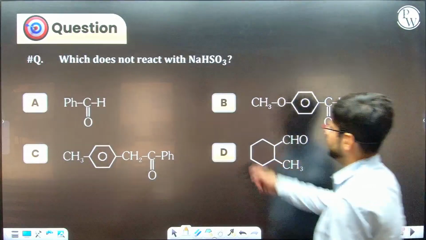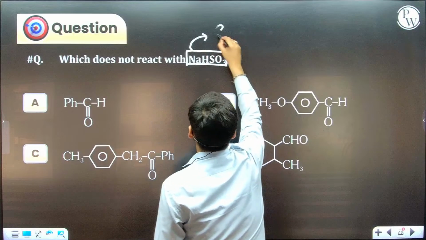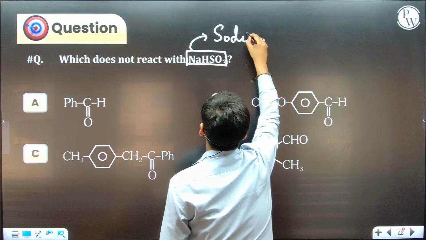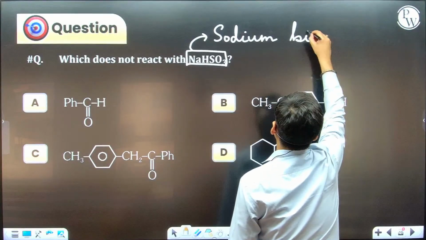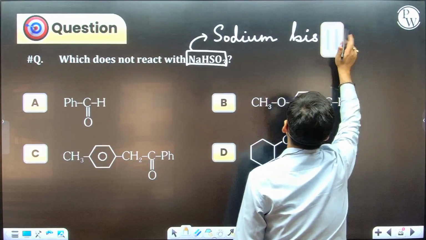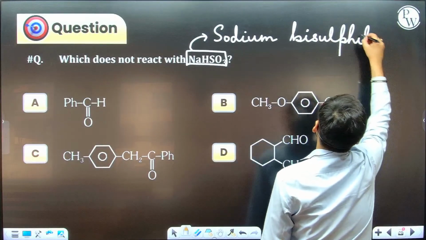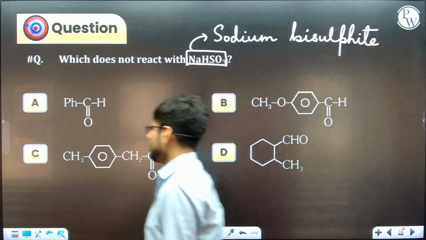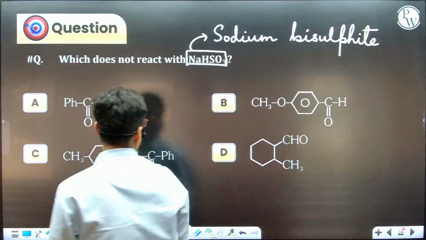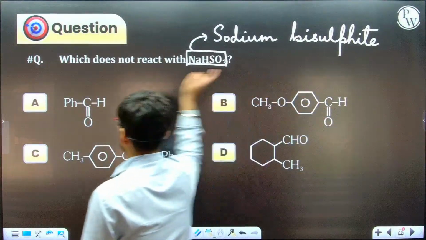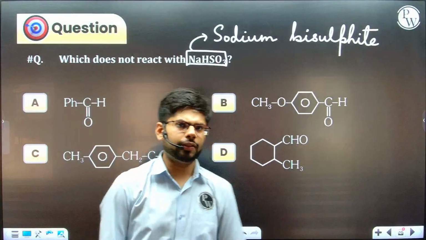Which does not react with NaHSO3? This is called sodium bisulfite. First of all, we should remember that all aldehydes react with sodium bisulfite, right? So aldehyde, aldehyde, aldehyde. So A, B and D will definitely react with sodium bisulfite. All aldehydes react with sodium bisulfite.